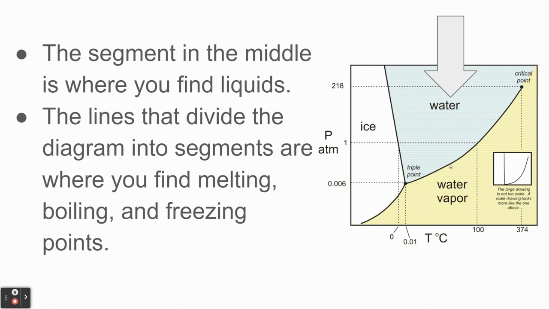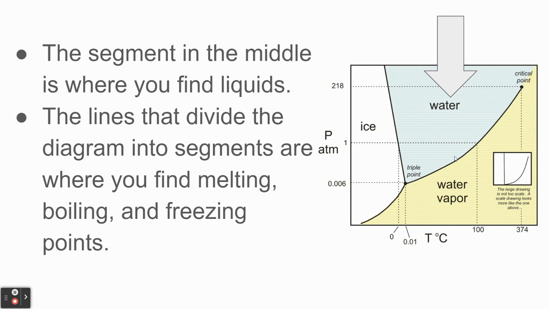The lines dividing each segment are where the state changes occur. So this line here is between the solid and liquid. So this line here represents melting and freezing. Melting if you're going from solid to liquid, freezing if you're going from liquid to solid. This tells you the freezing point of the substance at various temperatures and pressures.